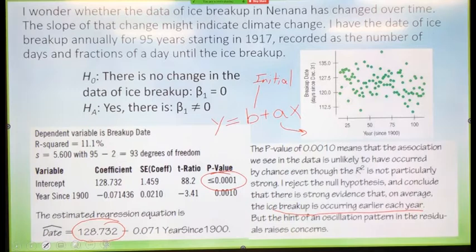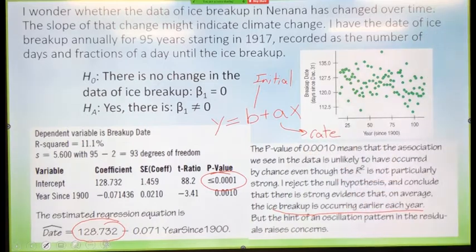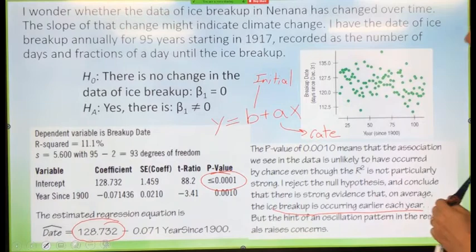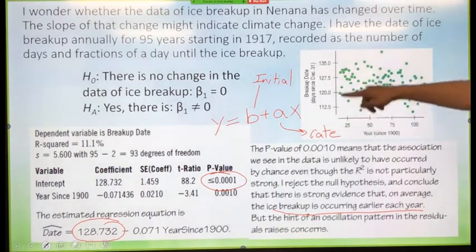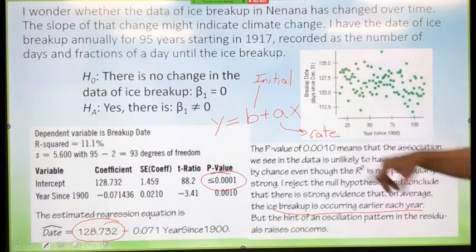And this is my, let's say, rate each year. How much am I decreasing each year? So it looks like I'm decreasing at 0.071. Are we talking about degrees? Degrees each year. No, days. Sorry. So 0.071 days each year that my ice is breaking up.